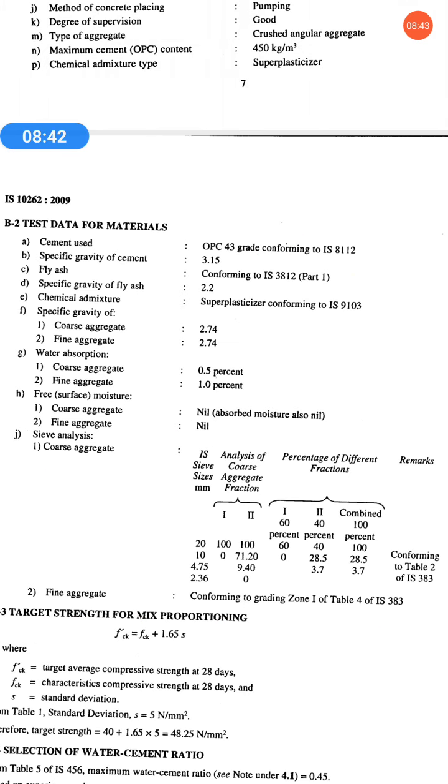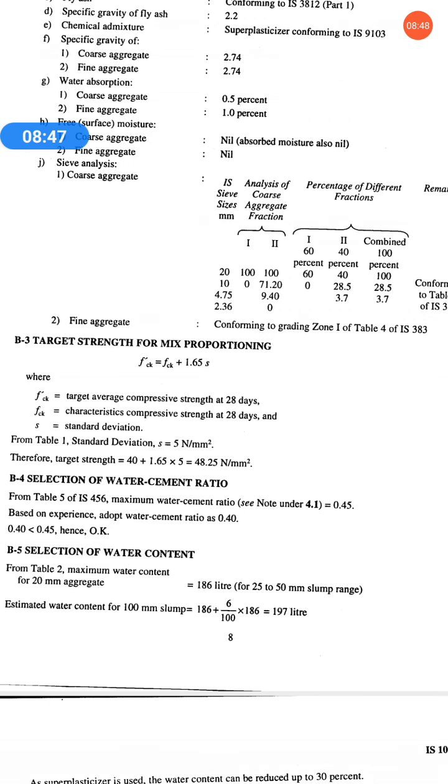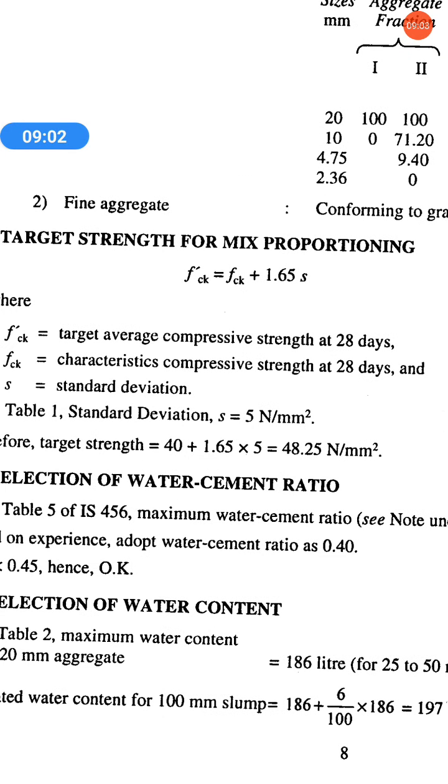Okay, now let us start our question, our designing of concrete. So the first main step of designing of concrete is to calculate target strength for mix proportioning. So what will be the formula for target mean strength? That is f'ck equals fck plus 1.65 S, where S is the standard deviation, f'ck is the target strength, fck is the characteristic strength at 28 days. I have told you in the last lecture what is the meaning of target strength.